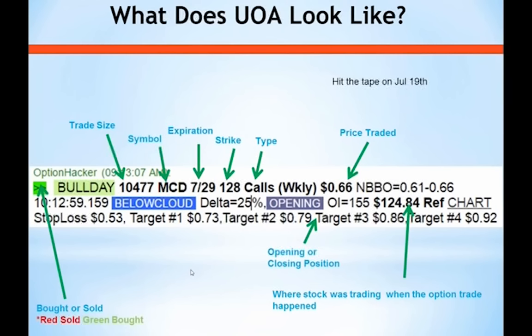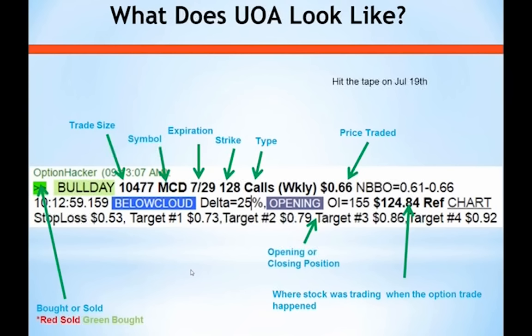Now, what do we see right here on the screen right now? 10,477 of the McDonald's weekly 128 calls were bought for 66 cents. This trade hit the tape on July 19th. So how many days did this trader have left before these options expired? How many days did they have left before the position rolls off and expiry happens? 10 days, right? Pretty short time frame. Also, the stock is trading below 125, and they're buying the 128 calls. So their break even is almost $4 higher than where the stock is trading right now. And they're coming in and risking a pretty large amount of capital here.